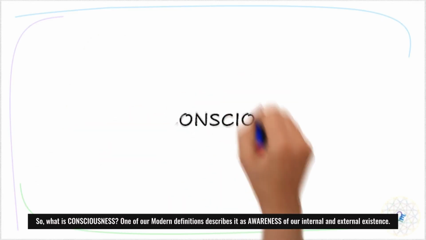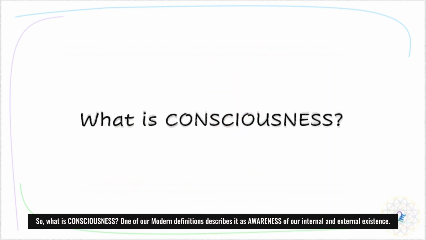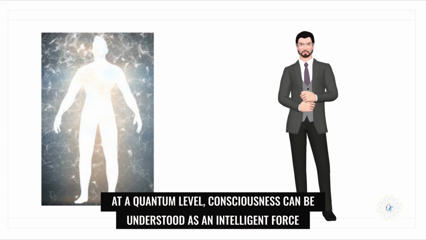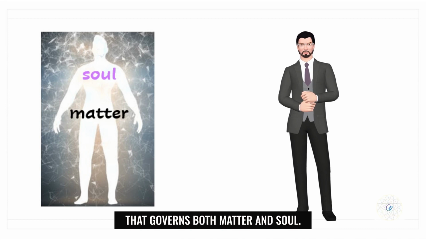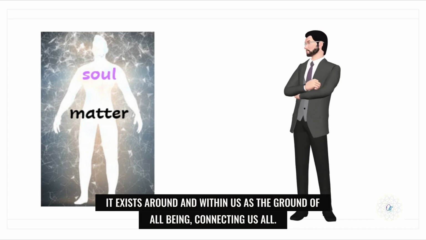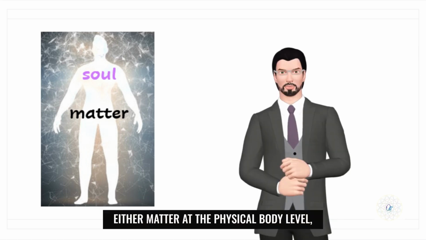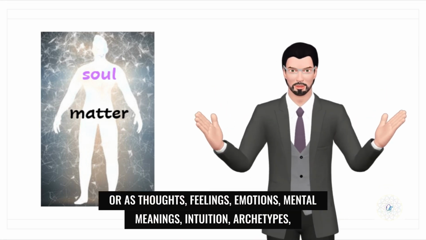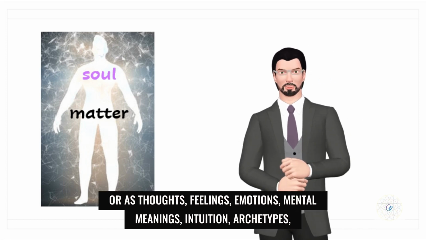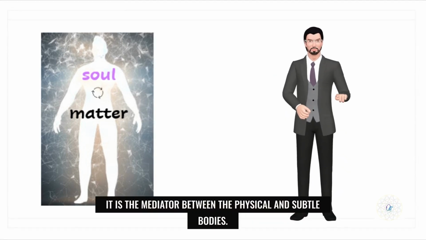So, what is consciousness? One of our modern definitions describes it as awareness of our internal and external existence. At a quantum level, consciousness can be understood as an intelligent force that governs both matter and soul. It exists around and within us as the ground of all being, connecting us all. It collapses into actuality inside a human being as a manifestation of possibilities, either matter at the physical body level, or as thoughts, feelings, emotions, mental meanings, intuition, archetypes, or spirituality at the subtle body level. It is the mediator between the physical and subtle bodies.